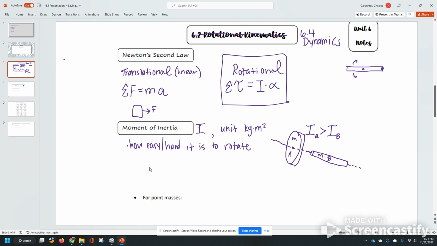All right, so let's talk about two different scenarios. For point masses, that's going to be a small, dense object. We can use the formula I equals the sum, if we have multiple objects, of the mass times r squared. So m is the mass, and r is the distance from the axis.